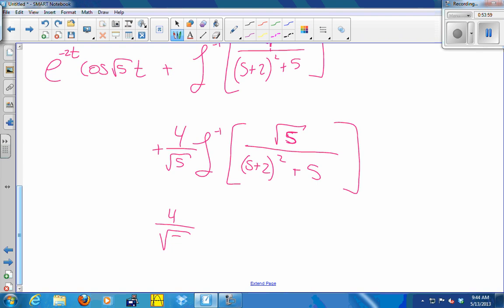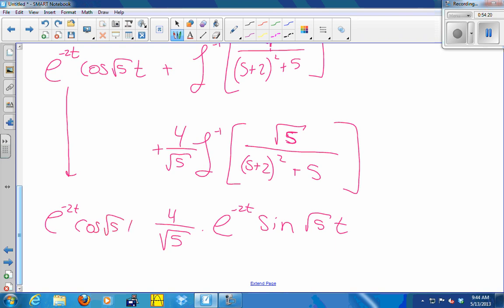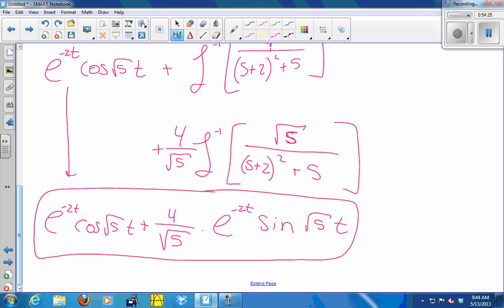So now I've got 4 over square root 5, and then this looks perfectly like something in the table. Which one is it? E to the negative 2t sine square root 5t. And then bring this part down here, e to the negative 2t cosine square root 5t. Yeah, it's not so bad.